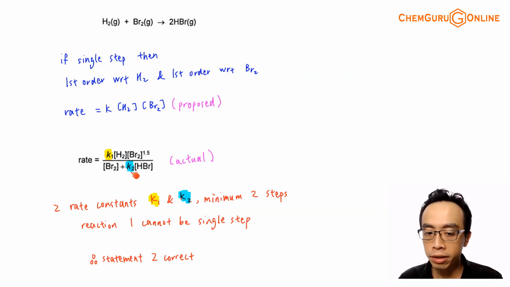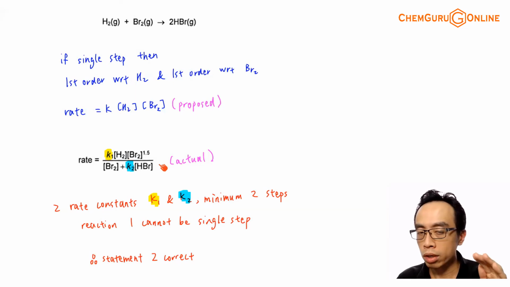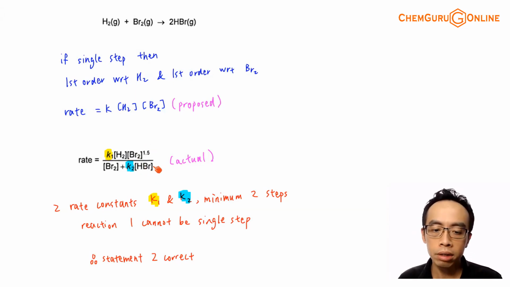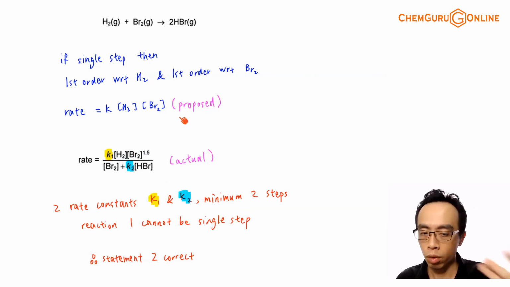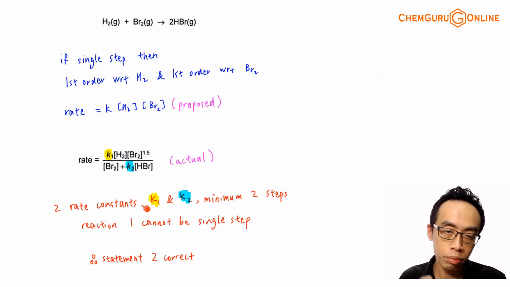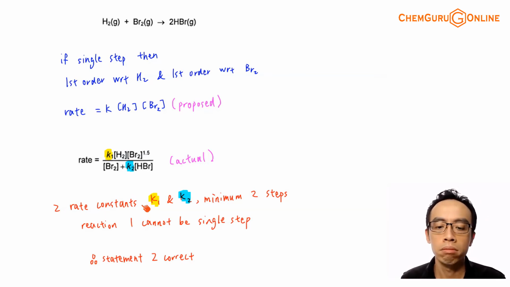Again, it is a little bit complicated, and in the syllabus we don't need to be able to interpret that, but based on what the question is asking, can this be a one-step or single-step mechanism? We realize that it is not possible, because if it were a single-step mechanism, the rate equation would look a lot simpler that we have talked about previously, and obviously the actual rate equation is different from what is proposed, and therefore your reaction 1, the reaction between H2 and Br2, cannot be a single-step reaction. Minimum, it will be 2 steps.